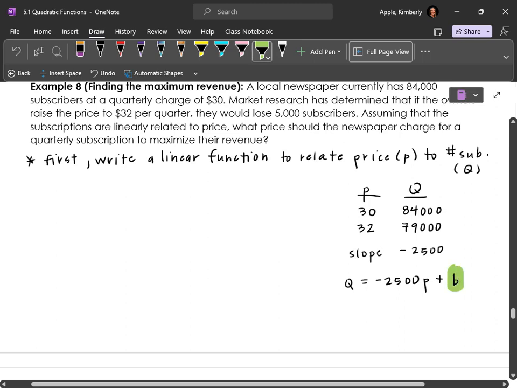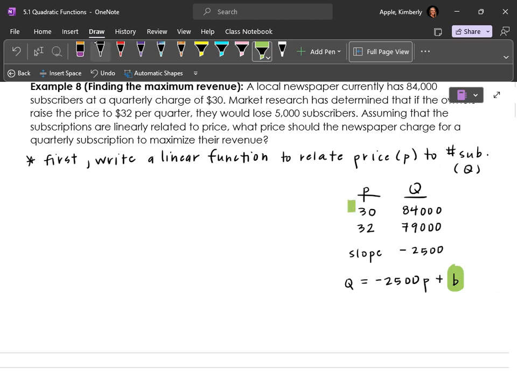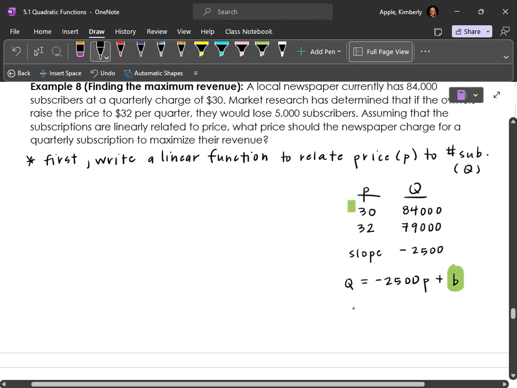But we know from the last chapter how to solve that. We're just going to take either of these data points, plug it in, and then solve for B. After you do that, it'd look like this. You'd take whichever of the points you wanted, plug that in, solve for B, and you'd end up with a B value of 159,000. These numbers are large, but that's okay. And that's going to give us our linear model.